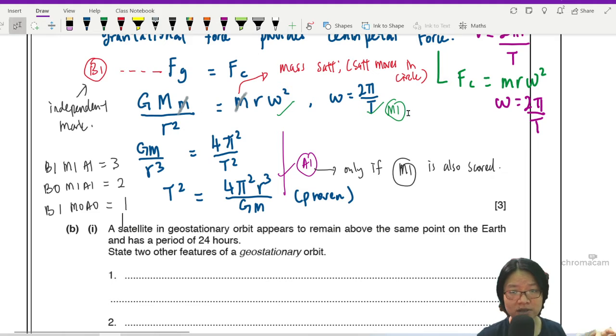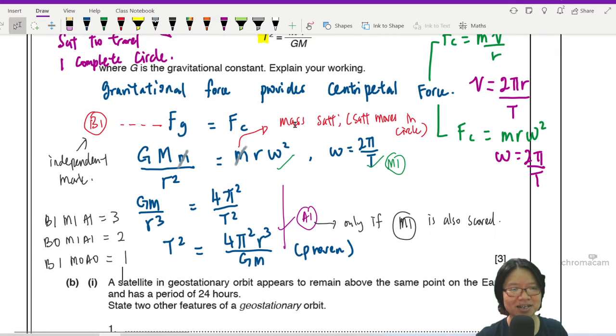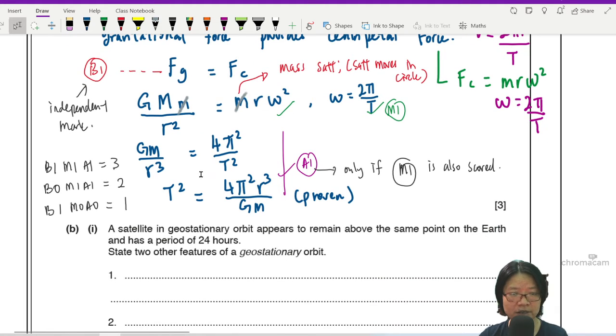Whenever you see M1, just pay a bit of attention to it. It is always tied to A1. You don't get the M mark, you can't get the A mark, right? Okay, that's it. So when it comes to this proving, what we did was we substituted the expression for gravitational force and equated it to centripetal force, okay? And we arrive at this expression.